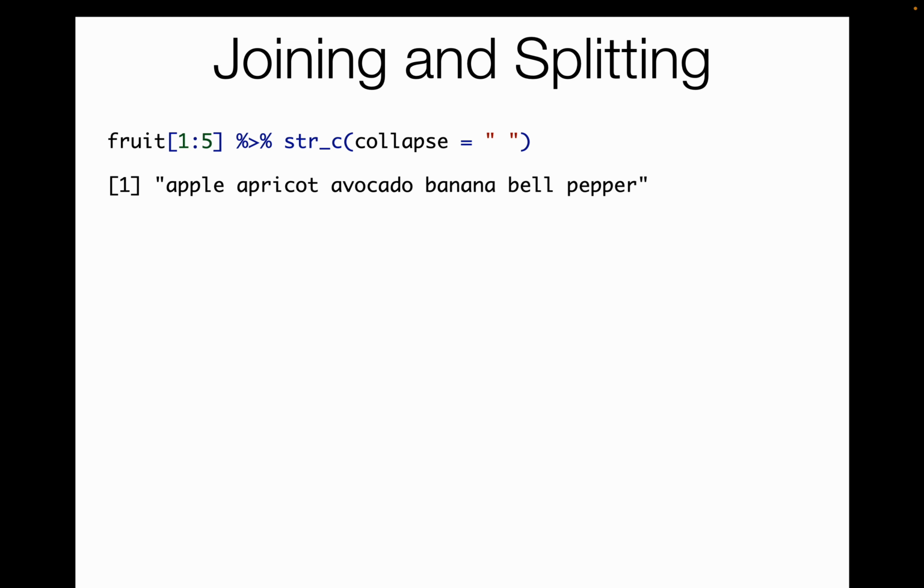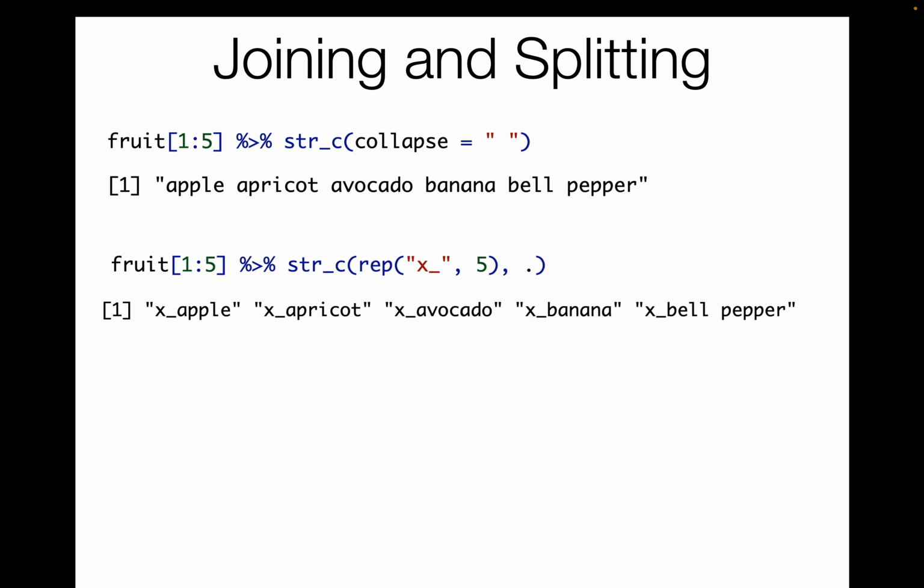So now on to joining and splitting, str c. I used to have a vector of length 5. Now I have a vector of length 1, and it pushed all those names together and put a space. So here, str c, and then I can put multiple things together. I'm using the pipe operator, and I'm putting the fruit vector not in the first element of str c, but actually in the second element. So that's why there's a dot there that's sort of weirdly placed.